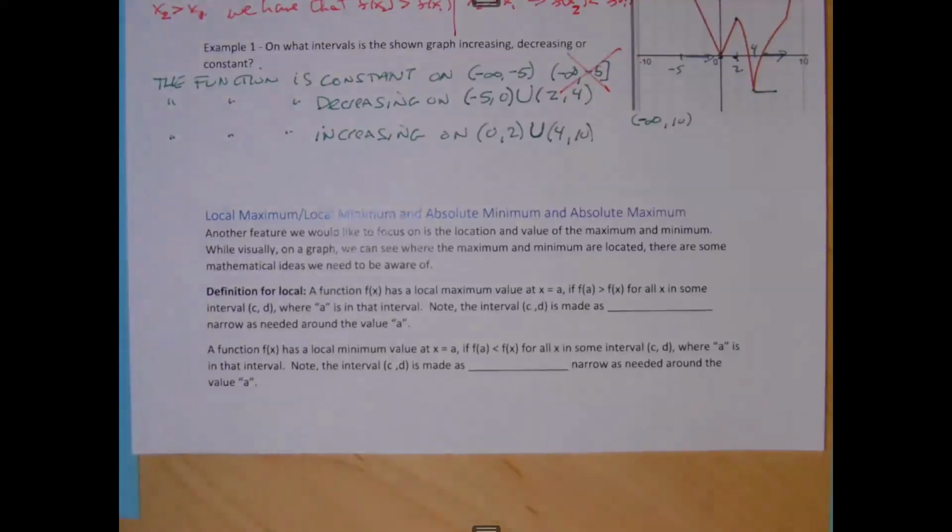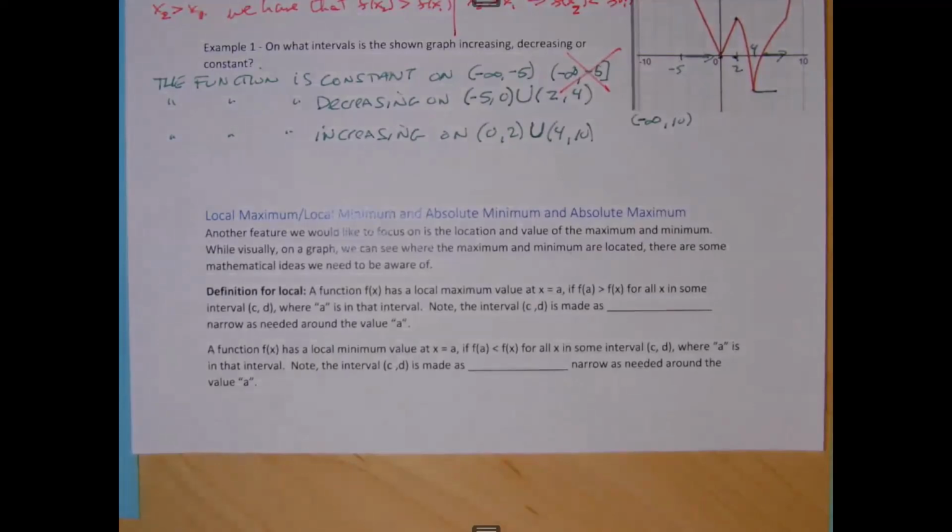Now let's look at another feature from behavioral graphs: local maximum, local minimum, and absolute maximum. Another feature we would like to focus on is the location and value of the maximum and minimum. Visually on a graph, we can see where the maximum and minimum are located. There are some mathematical ideas we need to be aware of.